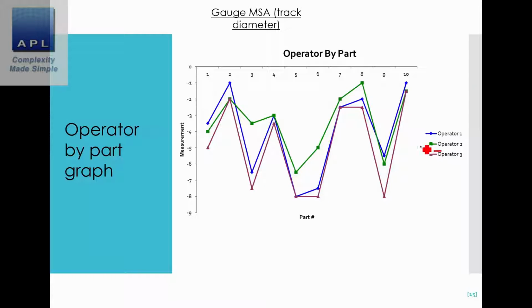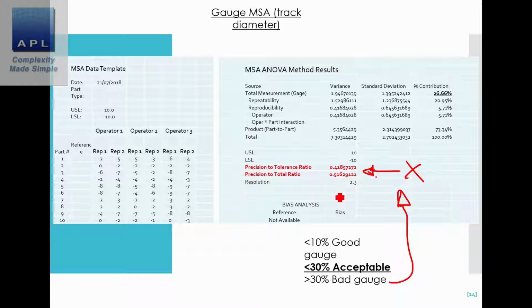the results of operator 2 are clearly different from the other two operators. This guy is the apprentice. So you can see that he's not really up to the job of measuring at the moment. If we take those results out of this, then we get a good result. Okay, moving on.